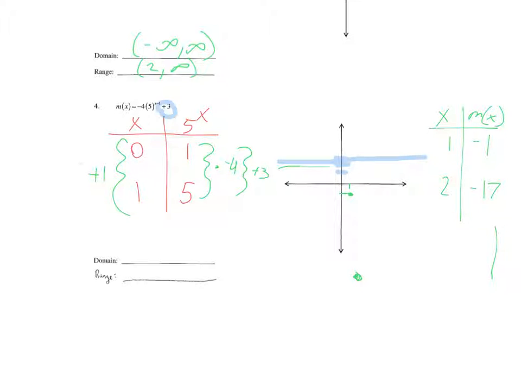So this graph would look something like this, where it has the very steep exponential reflected growth. So the domain never changes. The range, well, it's going to be -infinity all the way up to 3.